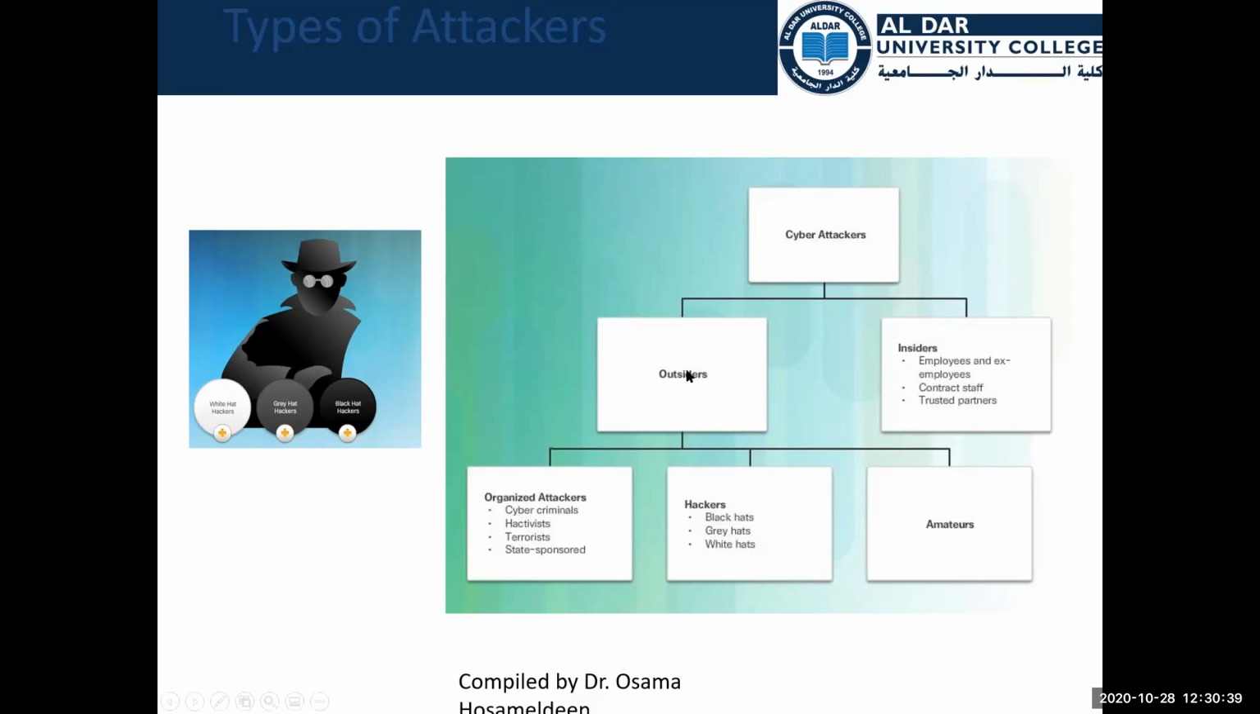Even outsiders and insiders have contact with each other, they communicate, and they make a very hard attack. These are the insiders and the outsiders.